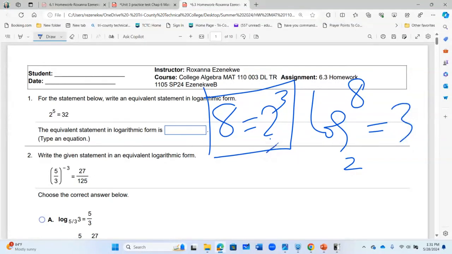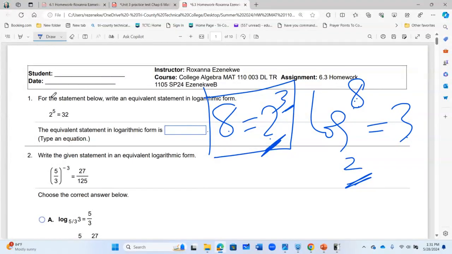So the base of the exponential function is also the base of the logarithmic function. The exponent of the exponential function is the right-hand side. The number here is called the argument. The argument cannot be 0, and it cannot be less than 0. It cannot be negative. Okay, so now write the given statement in equivalent logarithmic form.